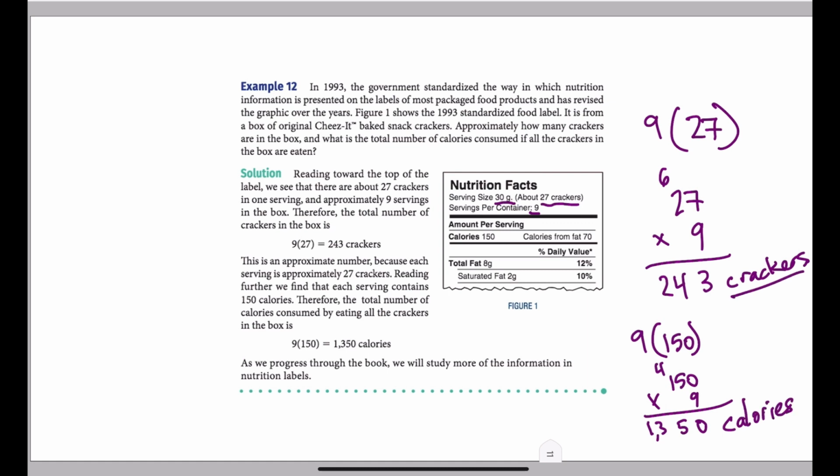Now notice what I did. I labeled these because this is a real example problem, and so it's important to make sure that I'm putting in the context that I was given.